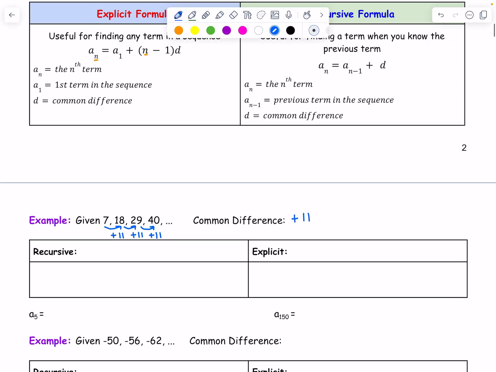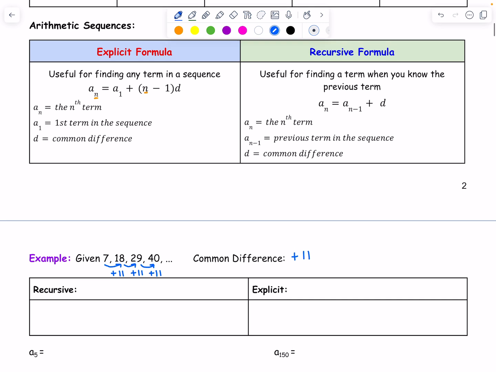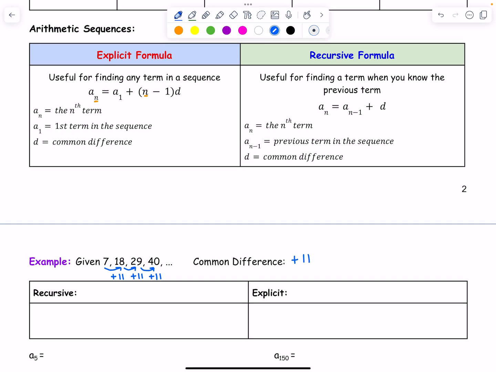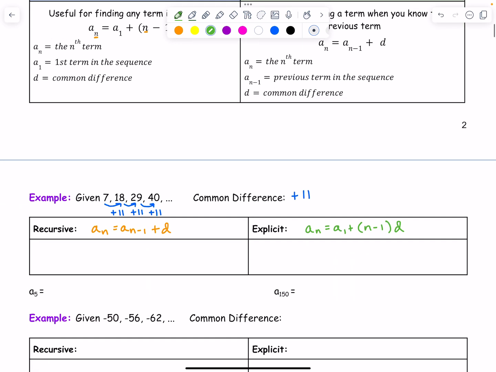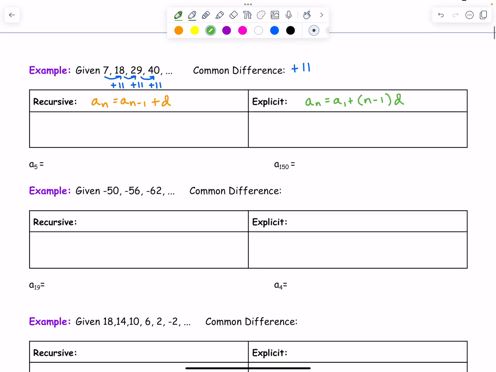So I'm going to jot down the recursive formula and the explicit formula from the previous page in these boxes. So the recursive formula is a sub n is equal to a sub n minus 1 plus d. And the explicit formula is a sub n is equal to a sub 1 plus n minus 1 times the common difference d. Okay, so now I can focus on my example.